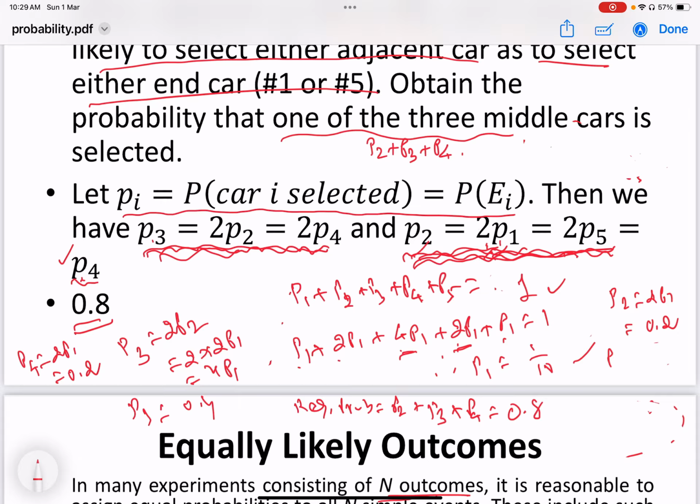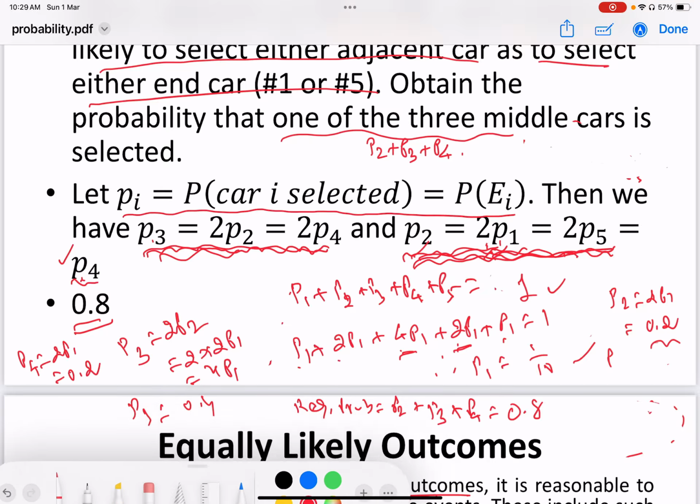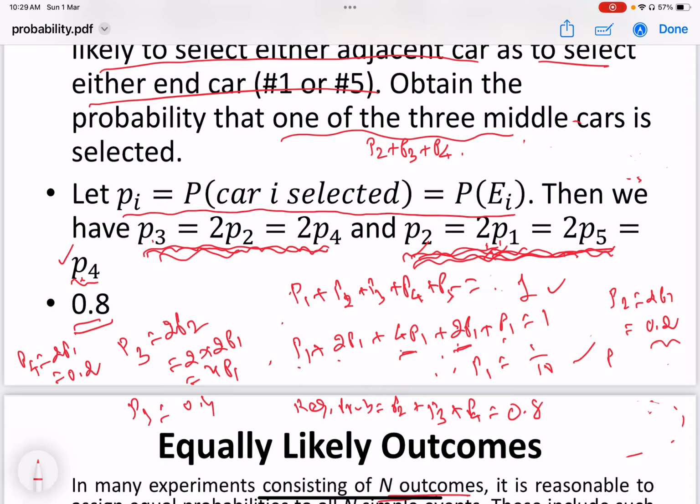So P2 plus P3 plus P4 is equal to 0.2 plus 0.4 plus 0.2, and that is nothing but 0.8.